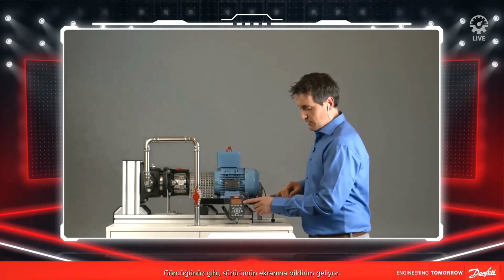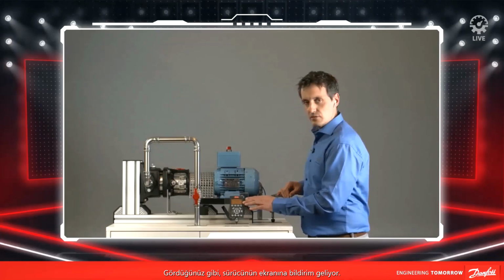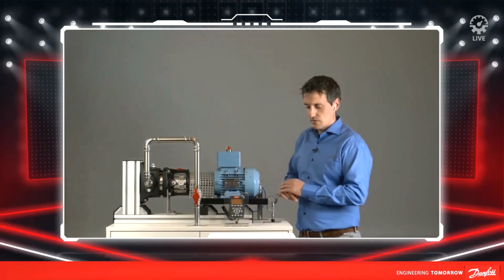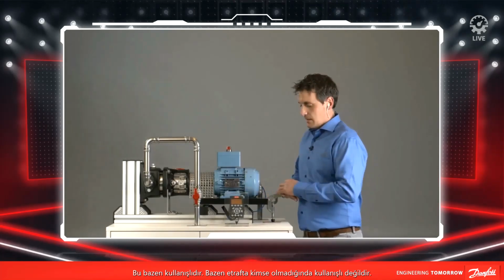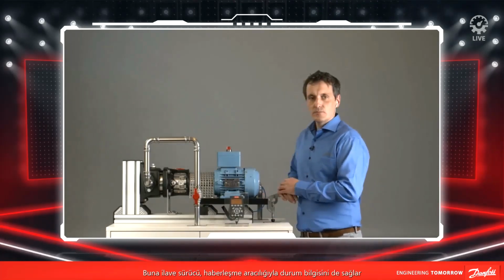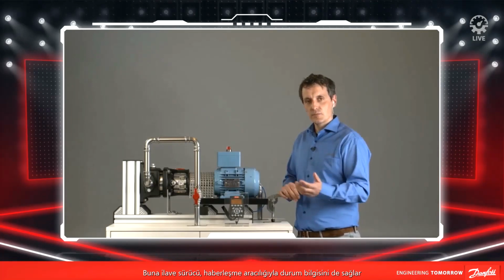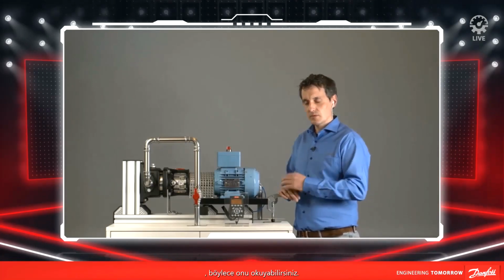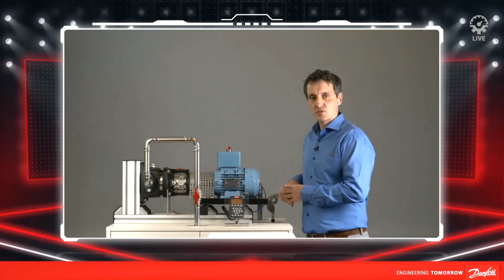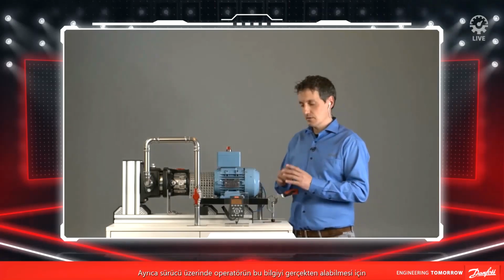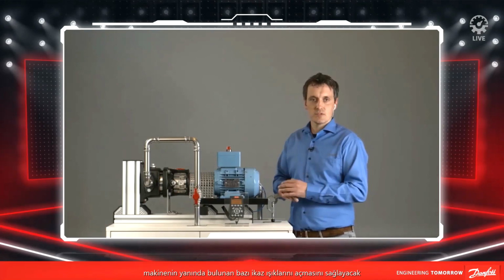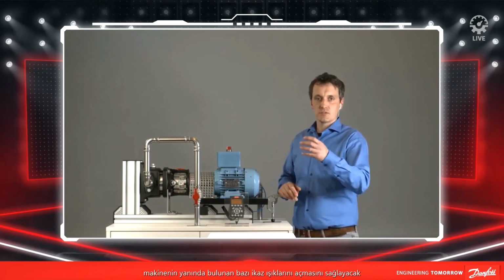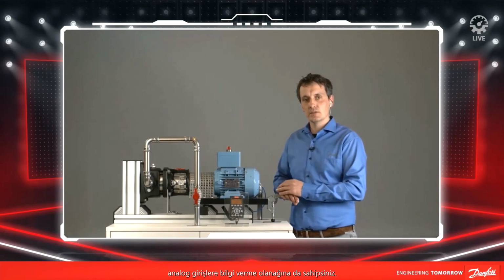As you've seen, the notification comes to the display of the drive. This is useful sometimes. Sometimes it's not, because there's no people around it. The drive also provides the status information through the field buses, so that you can read it from the bus. And you also have the possibility to put the information out to analog inputs in order to switch on some traffic light being next to the machine, so the operator can actually get this information.